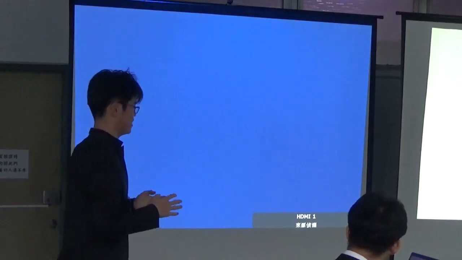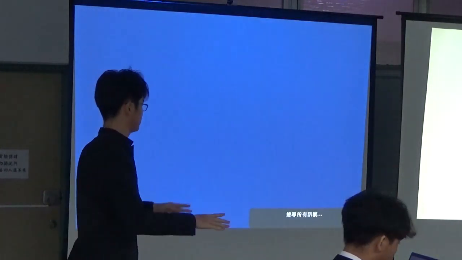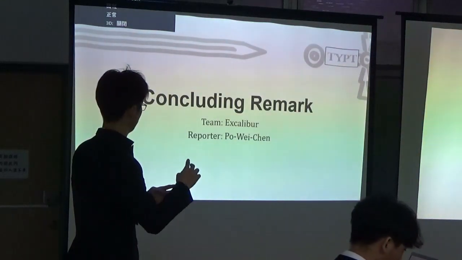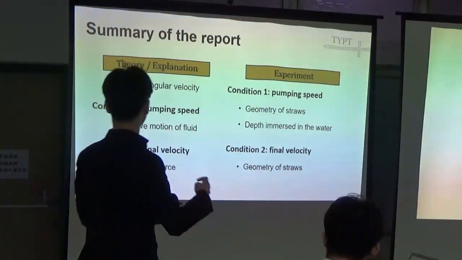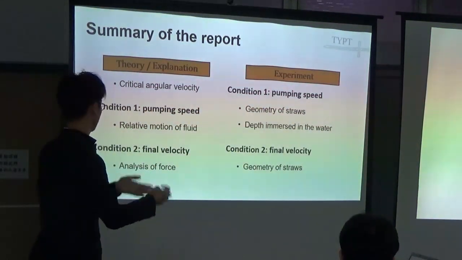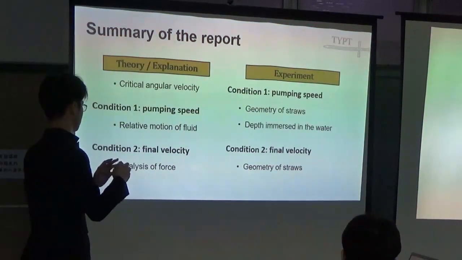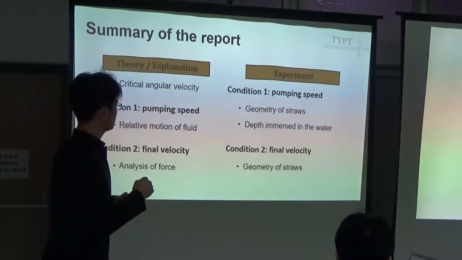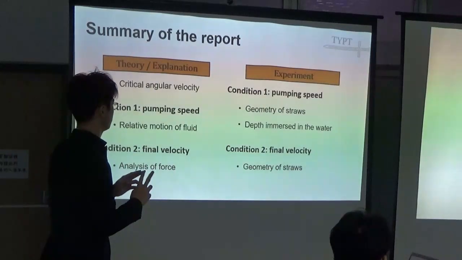For my report, I separate the condition into two conditions of the pumping speed. One would be the pumping speed, which means the volume flow rate, and we also consider the final velocity coming from the straw. And for my experiment, I do the experiment for these two conditions.